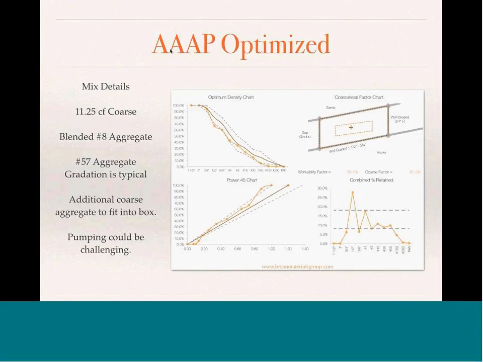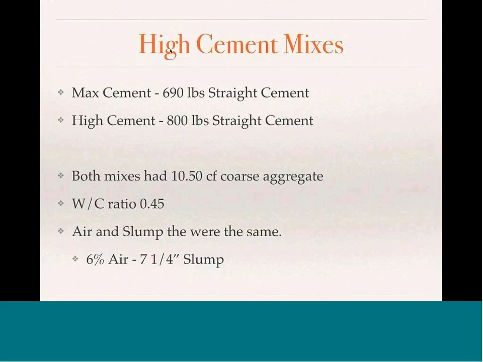And then we compared these three mixes as far as free and restrained shrinkage, air, compressive strength, and so on. We did max cement at 690 cement, and the high cement was 800 pounds of straight cement.